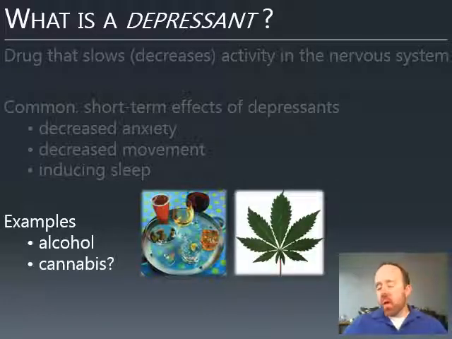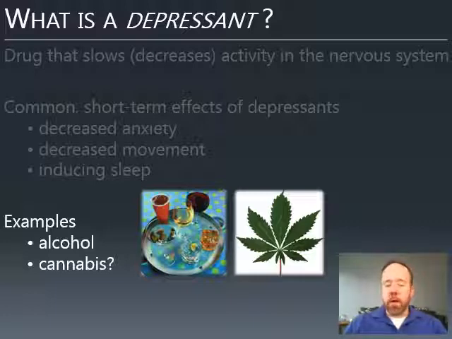Cannabis is sometimes classified as a depressant, oftentimes not. Cannabis in smaller doses can have depressant-like effects, but it has multiple effects at once, and some of those are not decreasing activity in the nervous system. In sufficient quantities, cannabis can actually be a hallucinogen.